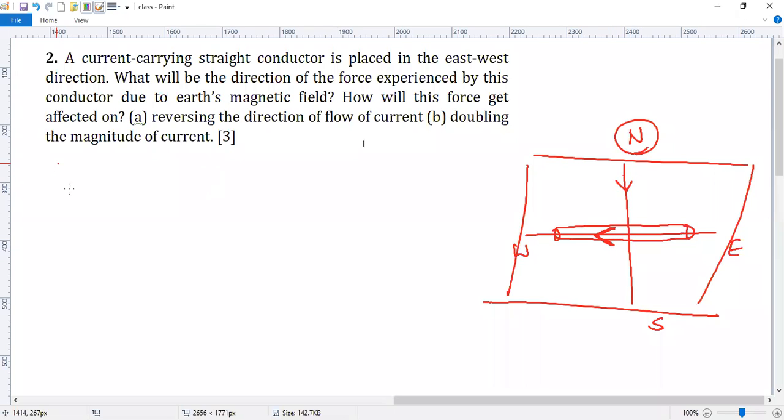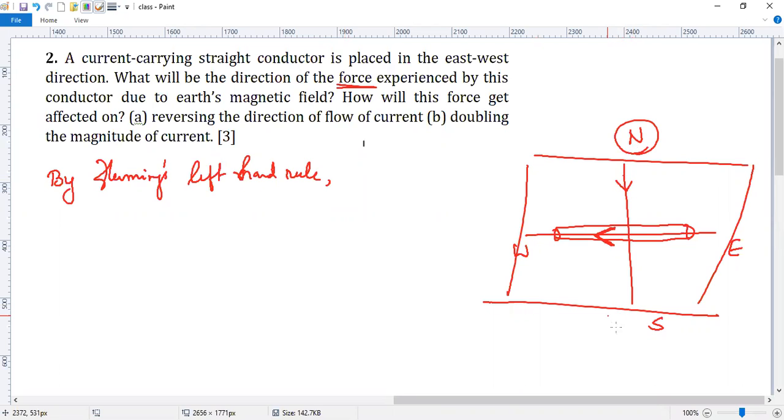By which rule? By Fleming's Left hand rule. Why do you use left hand rule? Because you have to find the direction of force experienced. So force experienced is given by Fleming's left hand rule, mutually perpendicular. You have to open up the first 3 fingers and you have to point from north to south. That is towards you. You have to point your magnetic field.